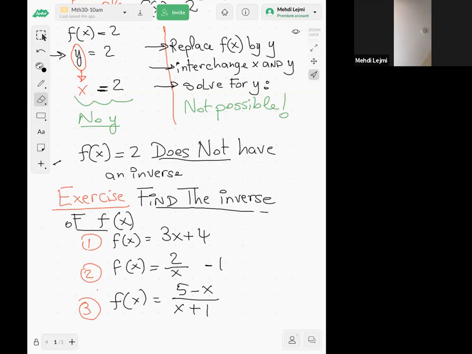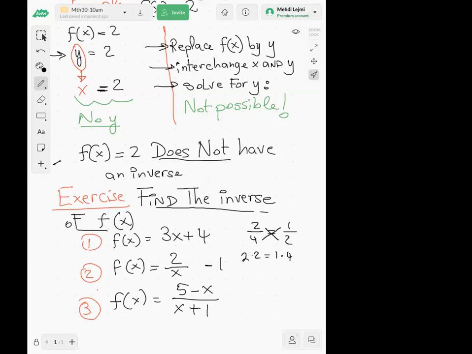In general, if you have 2/4 that's equal to half, right? Then if you cross multiply, 2 times 2 is equal to 1 times 4, right? So you can also cross multiply, and that will be equal.